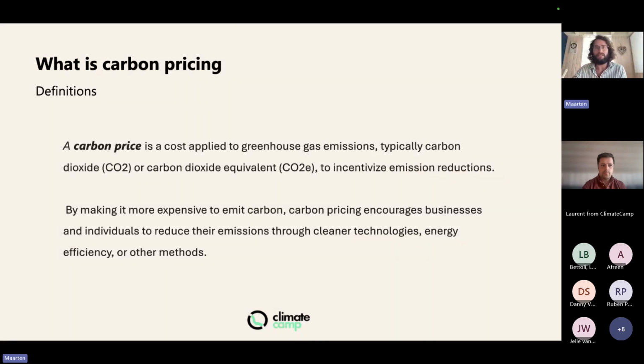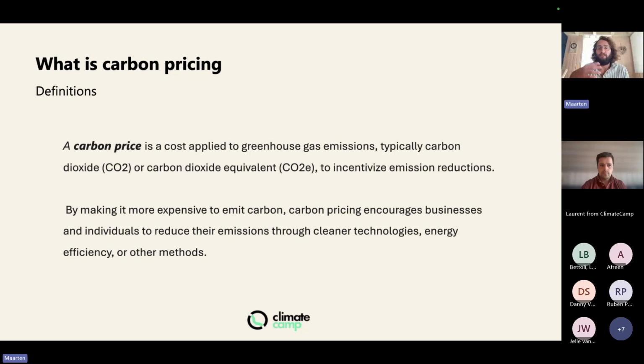Now, what is carbon pricing? It's straightforward. There are many different definitions, but a carbon price is a cost or a hypothetical monetary value applied to greenhouse gas emissions. We typically take carbon dioxide or carbon dioxide equivalent, seeing as we use this to group greenhouse gas emissions, and we will use a carbon price to incentivize emissions reduction. Why? By making it more expensive to emit carbon, by putting a price on it, carbon pricing will encourage businesses and individuals to reduce their emissions through cleaner technologies, energy efficiency, or other methods.